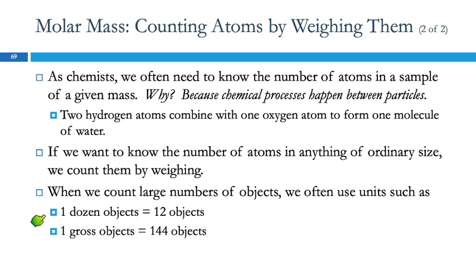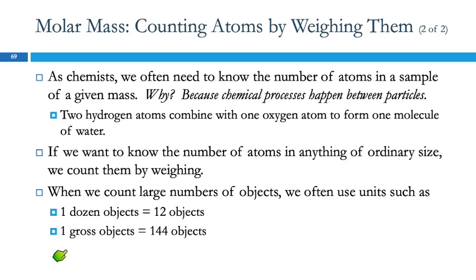Other things, we use these counting units like a dozen. We all know what a dozen means, right? A dozen means 12. 12 what? 12 whatever you have a dozen of. It could be a dozen eggs, which now costs like a week's wages or something. So expensive, but a dozen eggs is 12 eggs. A dozen donuts is 12 donuts, right?